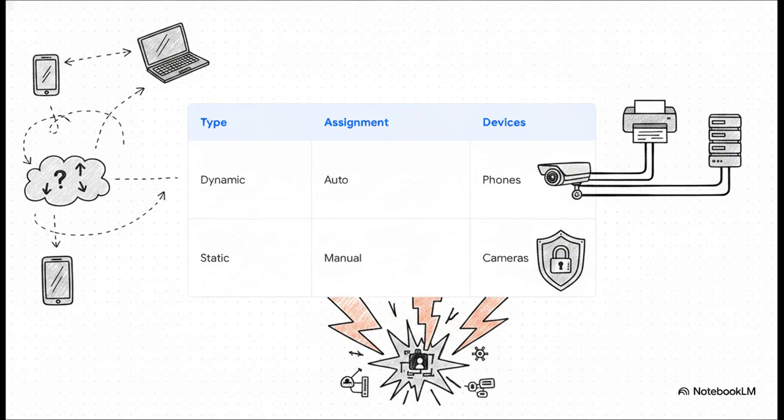These are for what I like to call your VIP devices. Think security cameras or those heavy-duty office printers. We manually assign them an IP address completely outside of the dynamic pool. Why? Because we never, ever want their addresses to change.